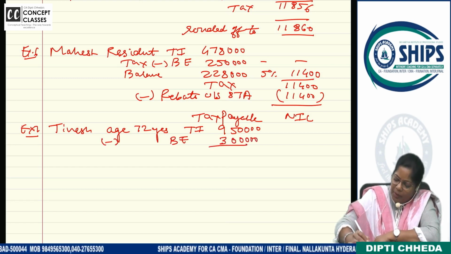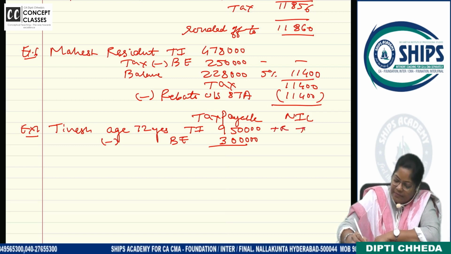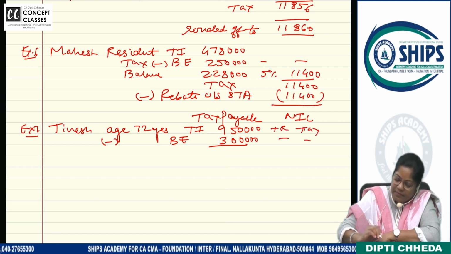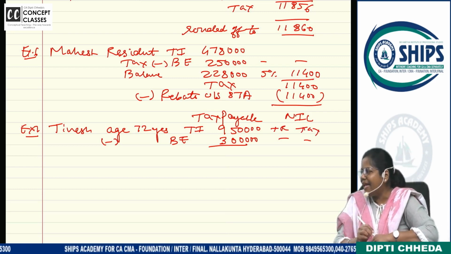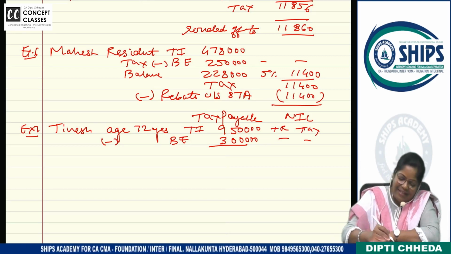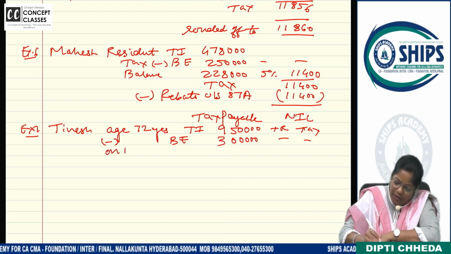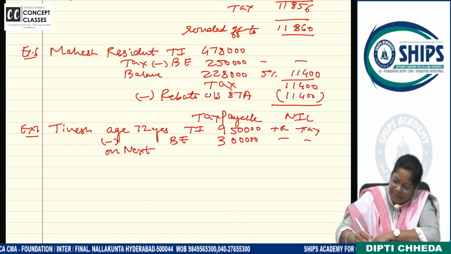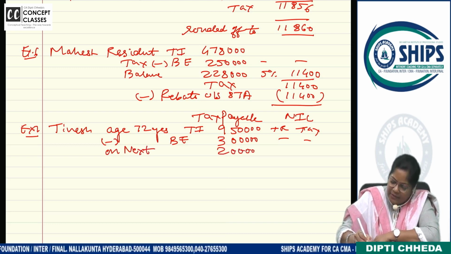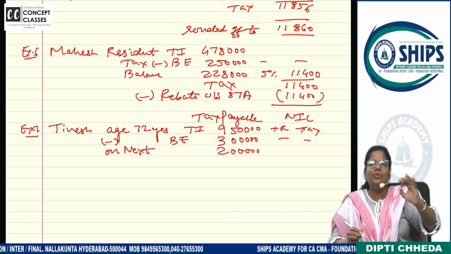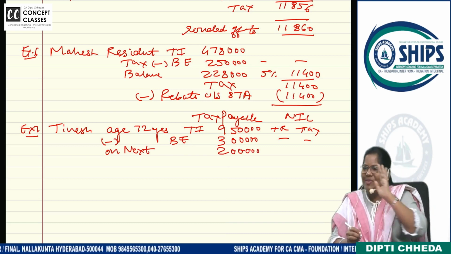Ma'am, I did the whole problem correct, but I missed this. Gone then. How much is tax till 3 lakh? Nil. And then nil. By mistake, I did this line. We should not do. Chalo. Now, on next 2 lakh. Everyone is clear why next 2 lakh? 3 lakh to 5 lakh.